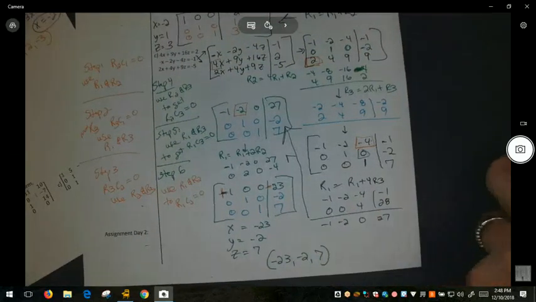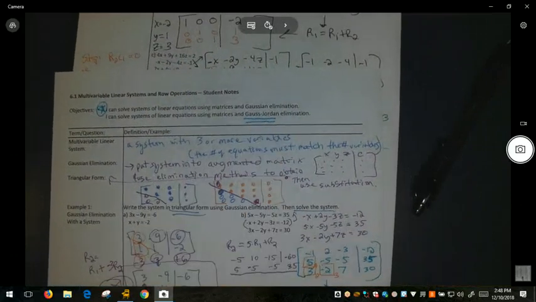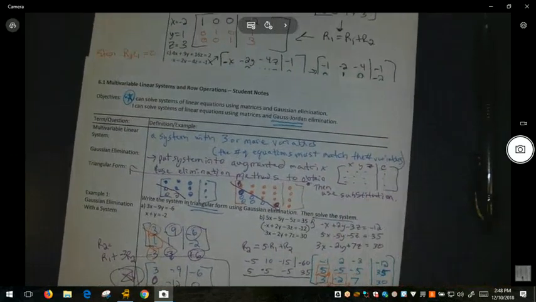This concludes the video examples for 6-1, Day 2, using Gauss Jordan elimination to solve linear systems of equations.